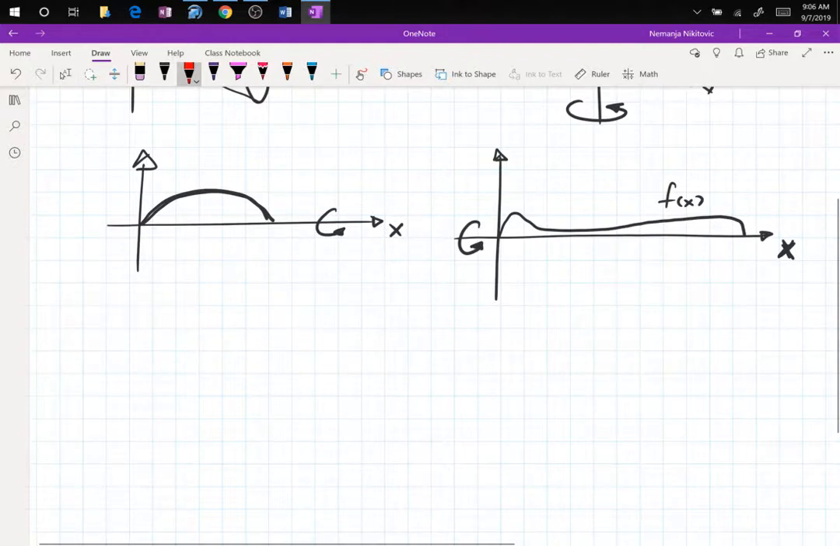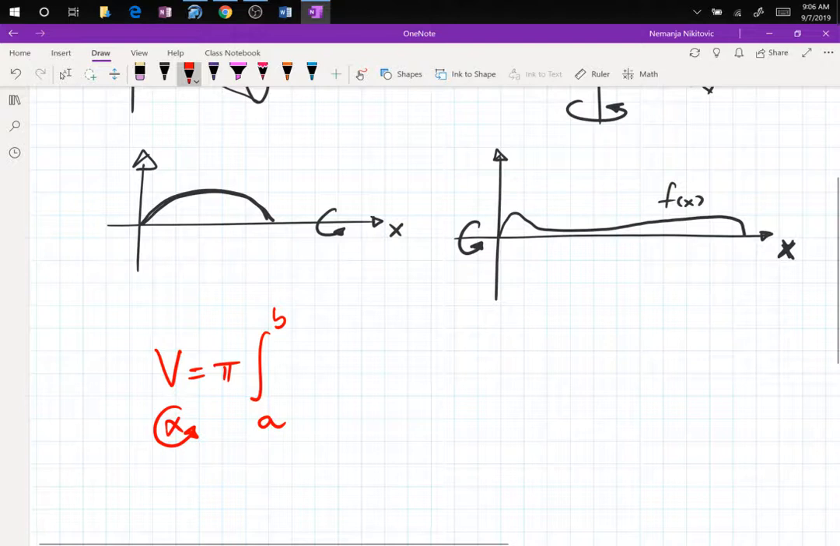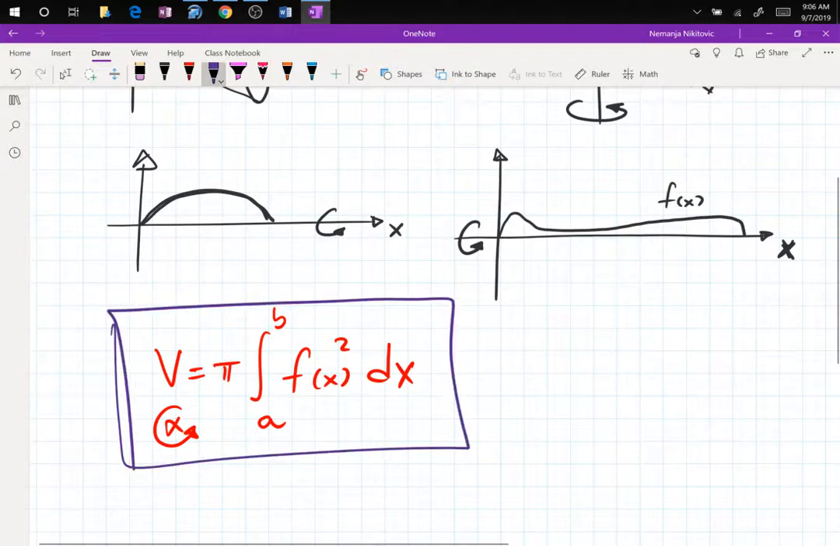We start with the volume for rotation around x. So I'm just going to put x in this little arrow that rotates around it. So volume is equal to pi integral a to b of f of x squared dx. So this is your disk method.